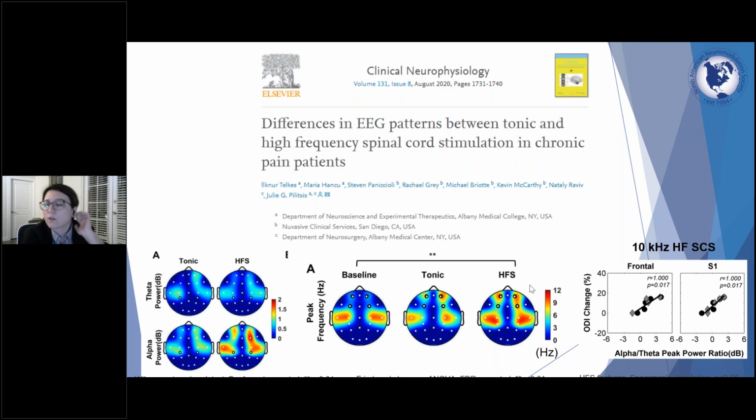When we look at the correlation between these objective metrics that we obtained during surgery and the Oswestry Disability Index scores 3 months after the surgery, which is a condition-specific outcome for back pain, by the way, we showed a positive correlation. This means patients who showed better improvement in their back pain 3 months after surgery had stronger alpha theta peak power ratio at the time of surgery. By the way, 10 kilohertz was the clinically optimized setting for these patients.